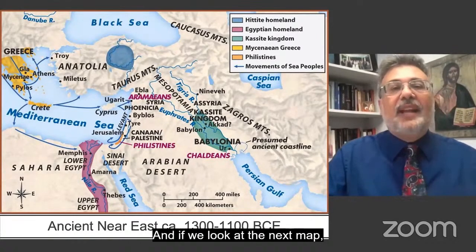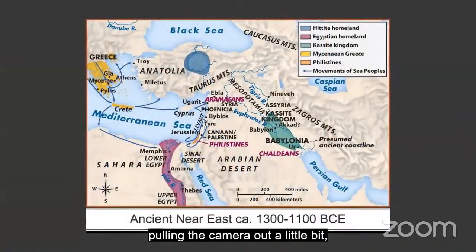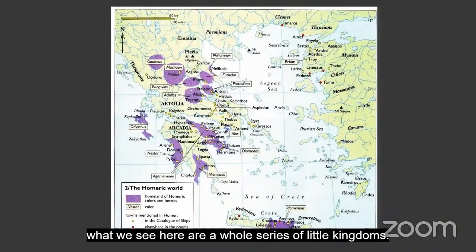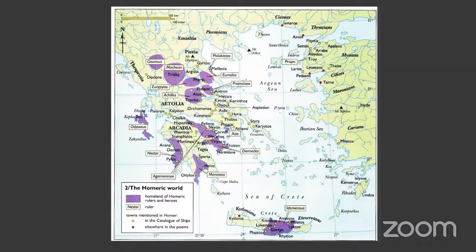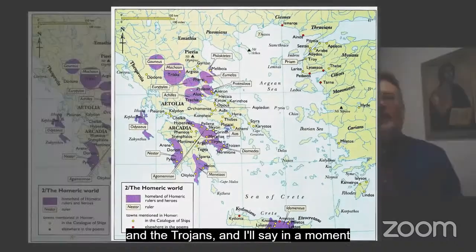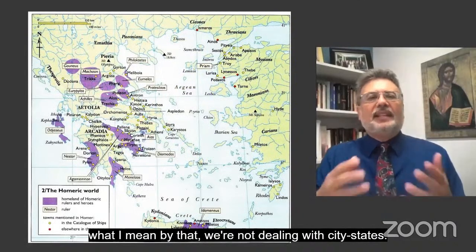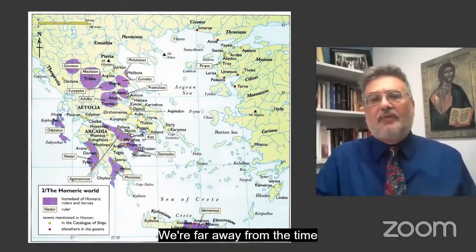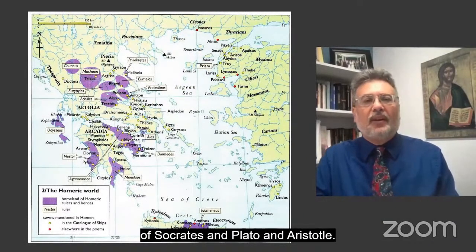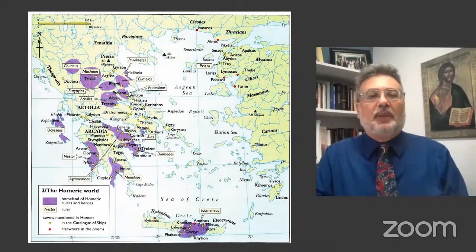And if we look at the next map, pulling the camera out a little bit, what we see here are a whole series of little kingdoms. So in this period of time, when we're talking about the battle between the Greeks and the Trojans, and I'll say in a moment what I mean by that, we're not dealing with city-states. We're far away from the time of Socrates and Plato and Aristotle. That's the 400s and the 300s BCE.